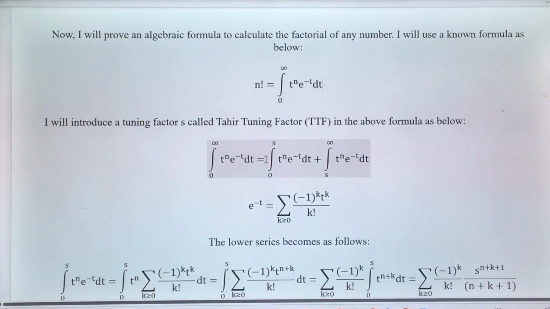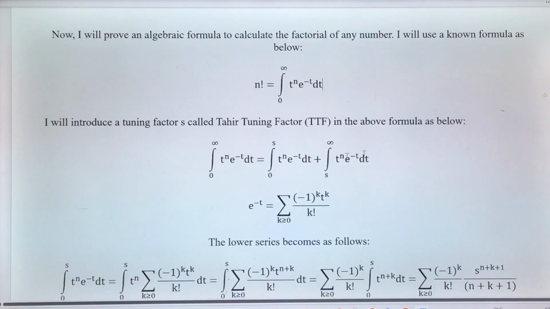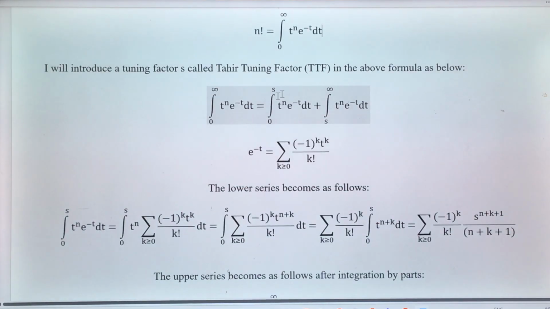It will keep on increasing and decreasing the value of the areas in these two terms. Then eventually we will find the optimal value of s that can give us the most number of decimal places of accuracy. Okay, so we will break up the integral into two parts, 0 to s and s to infinity. I will call this the lower series and this the upper series.